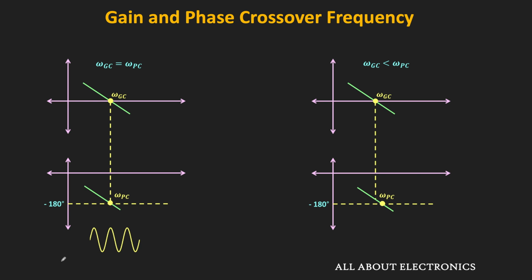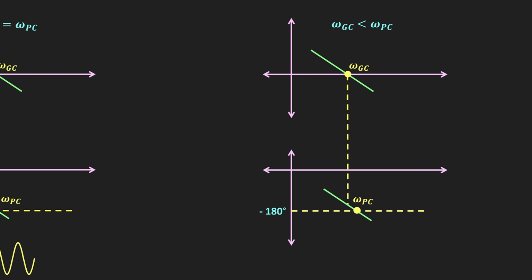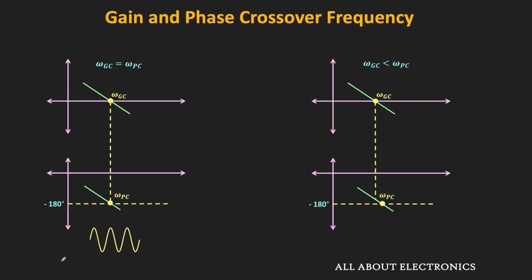On the other hand, in the second case, this gain crossover frequency is slightly less than the phase crossover frequency. But as you can see, it is less by only a small margin. That means in this case, when the magnitude reaches 0 dB, at that time the phase is very close to minus 180 degrees. So in this case, the response of the feedback amplifier will be marginally stable. And because of that, the response of the feedback amplifier will be oscillatory. But eventually, these oscillations will die down.